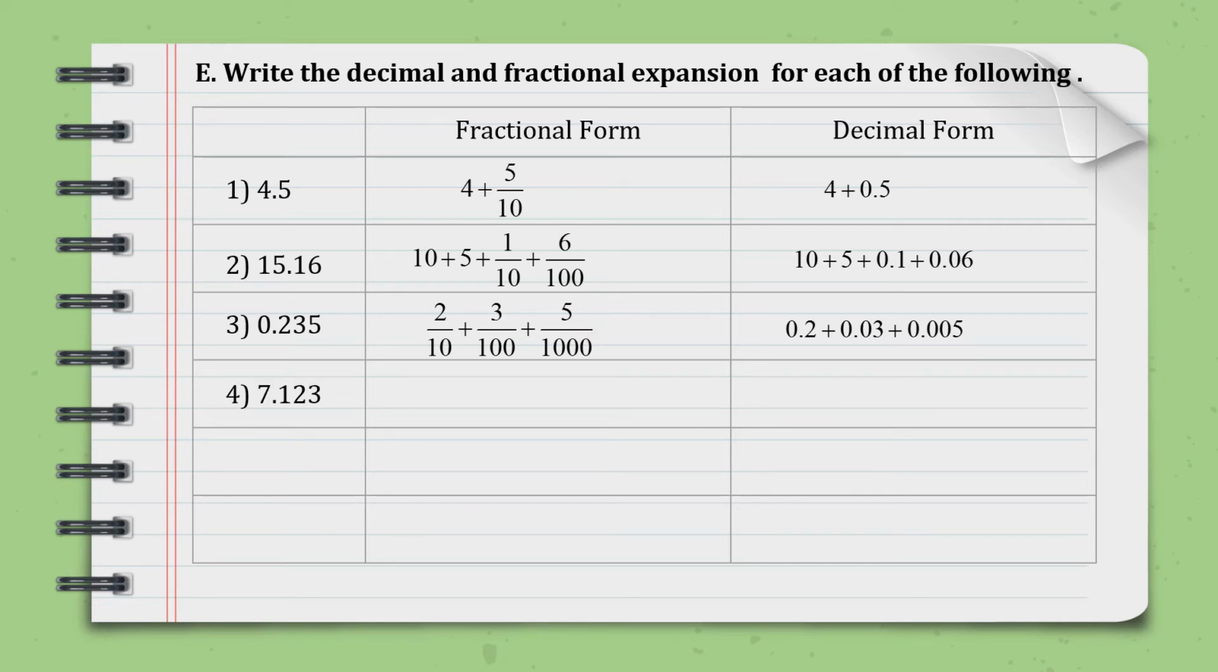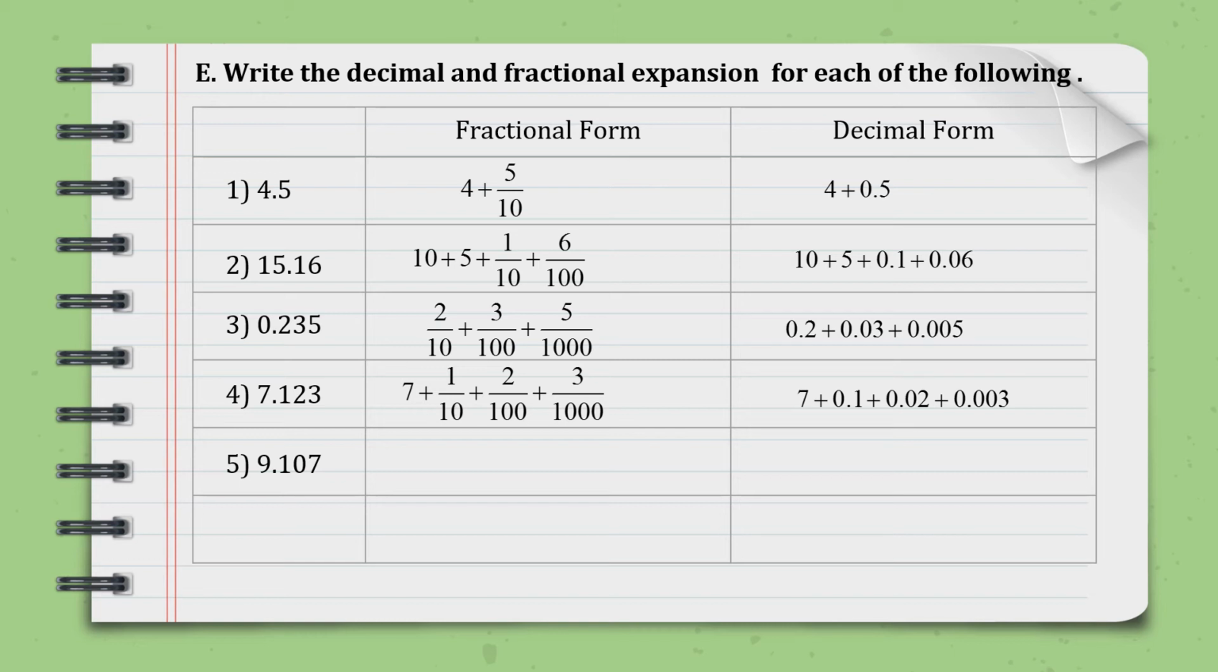Okay. Now next is 7.123. So 7 is a whole number. So it is 7 plus 1 upon 10 plus 2 upon 100 plus 3 upon 1000. So in the decimal part it will be 0. 1 upon 10 can be 0.1. 2 upon 100 can be 0.02 and 3 upon 1000 can be 0.003.